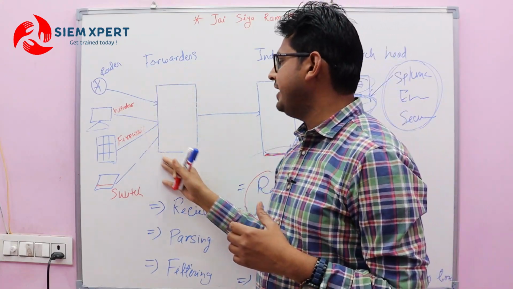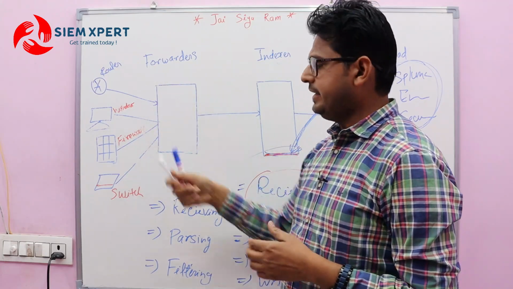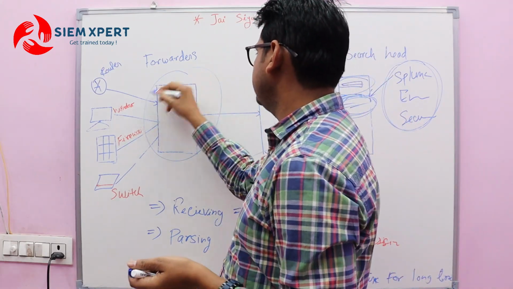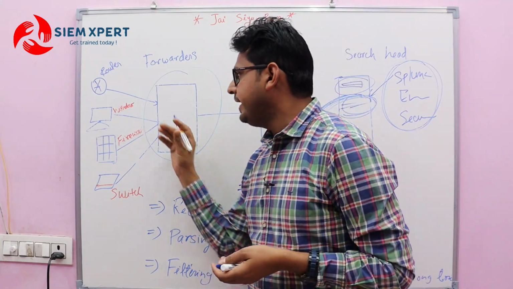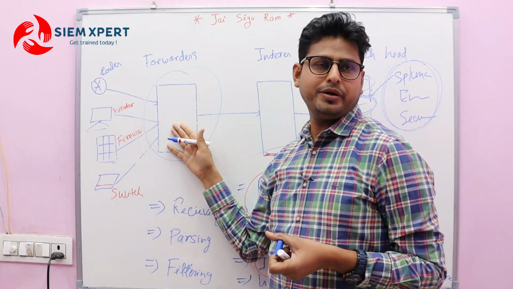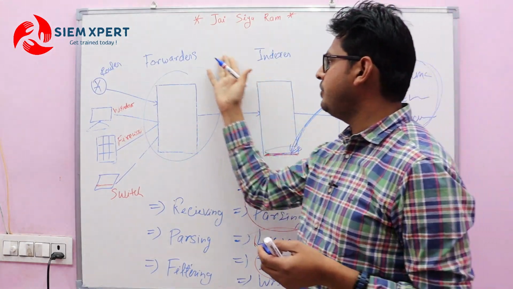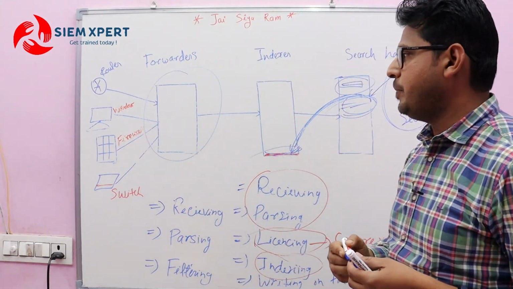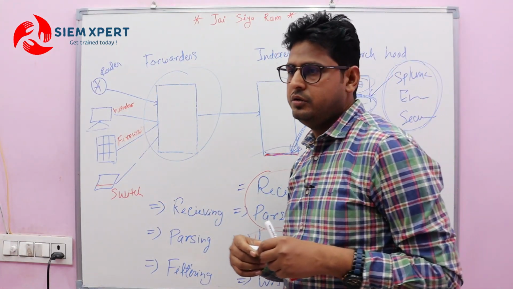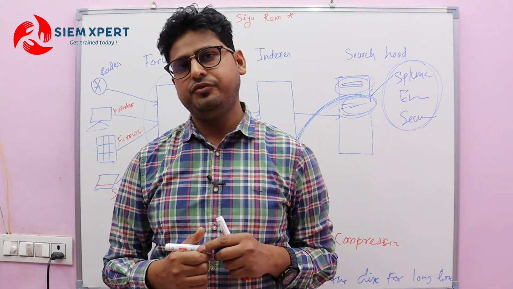So the heavy forwarder is a full-fledged Splunk Enterprise. It will be deployed on a separate server, with pull and push mechanism. It can receive the logs from end devices as well as from the universal forwarder. It will parse the logs, filter out the logs, and send the logs to the indexer. So this is about the heavy forwarder type of forwarder. There are two types of forwarder, heavy forwarder as well as universal forwarder, right?